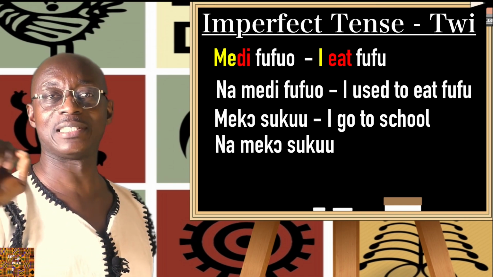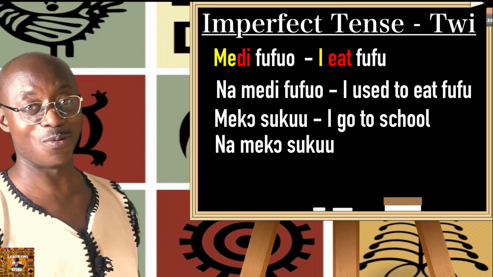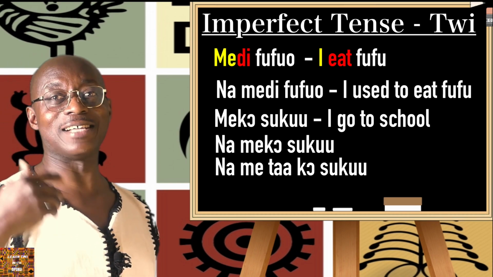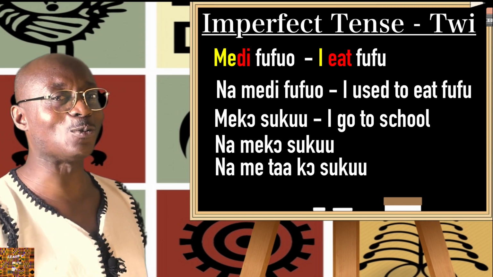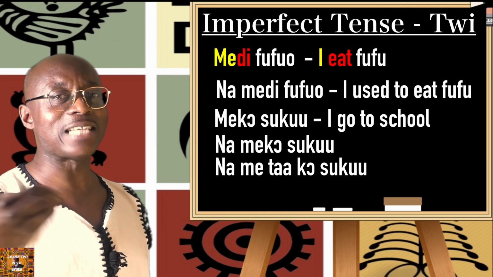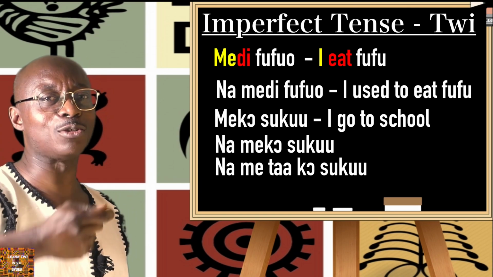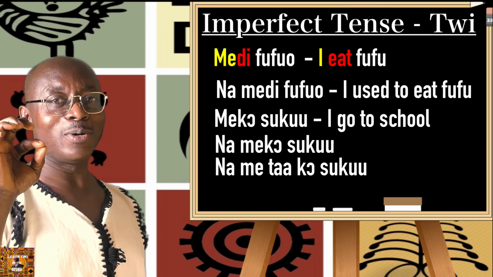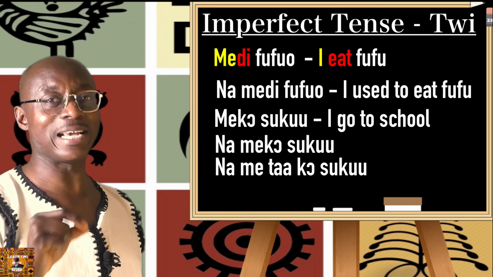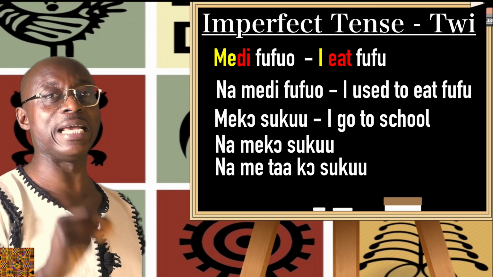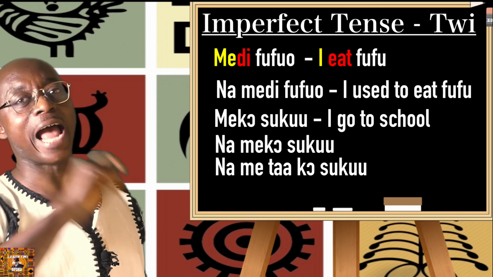Ta. So instead of saying na me ko suku, I can say na me ta ko suku. In fact, ta really brings or portrays the idea of what? Repetition. So it really helps the listener to understand that the speaker really wants to say I used to, but not I had.